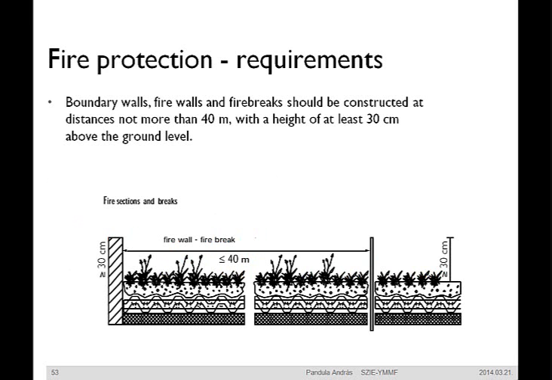The first requirement is that boundary walls, firewalls and fire breaks should be constructed at distances of not more than 40 meters, and these structures should have a minimum height of at least 30 centimeters above the ground level.